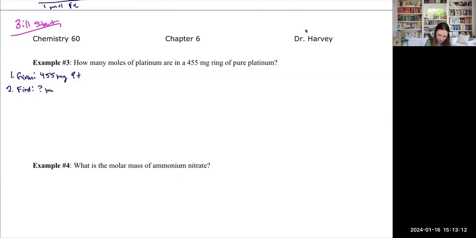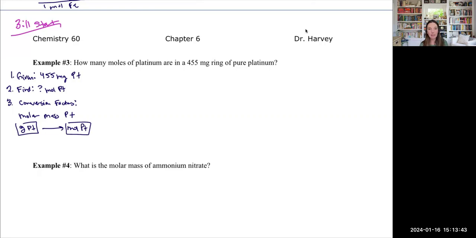So how many moles of platinum? And what are the conversion factors? Well, I know that I can convert from grams to moles using molar mass. So my molar mass of platinum, I can go from grams of platinum to moles of platinum. And let's look at the periodic table to get that number.